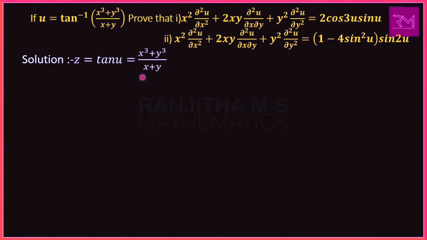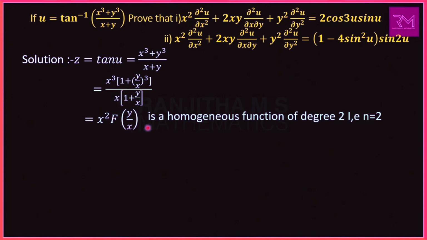We already know that to reduce to homogeneous function form, we take x cube as common in the numerator and x as common in the denominator. We get x cube into (1 plus (y by x) whole cube) by x into (1 plus y by x). Here x cube by x gets cancelled, the remaining is x square into a function of y by x. So we can conclude that this is a homogeneous function of degree 2. Hence we get n value as 2.